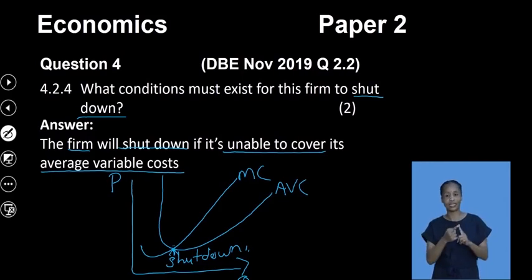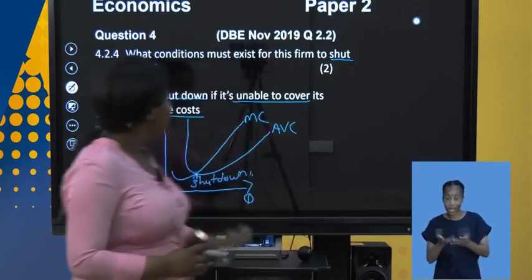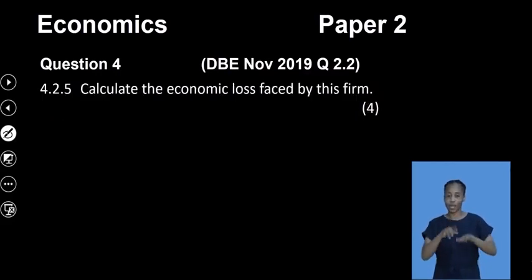Remember, guys, again, the shutdown point is also a typical essay question. You need to be able to explain it by means of a graph and also by words. Be able to explain what the shutdown point is. This is also a good typical question you can expect.